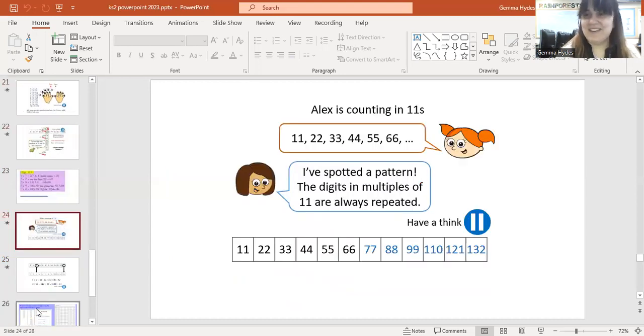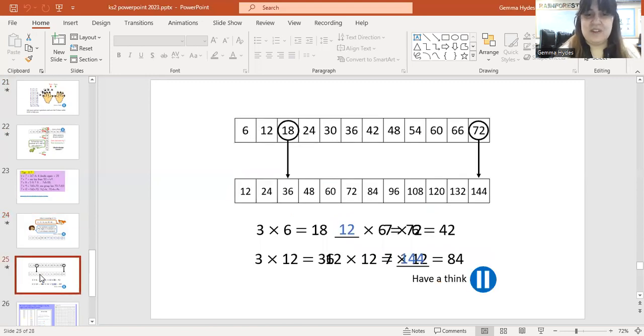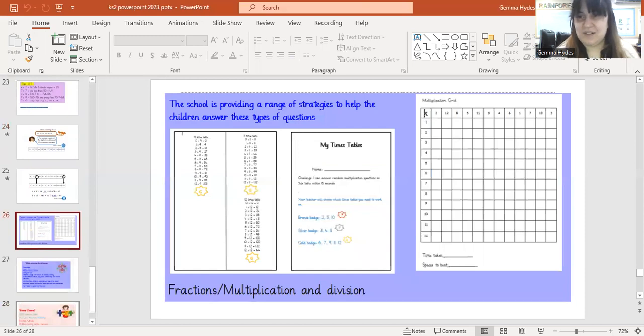The 11s, nice and easy. Love the 11s. Get the children to spot the pattern, but they absolutely adore 11, 22, 33, and so on. For the 6s, we use the 6s then to know our 12s, so we can double our 6 times table, and that helps us to learn our 12s. And also, if you go on YouTube, there are lots of times table songs for the 12s as well.